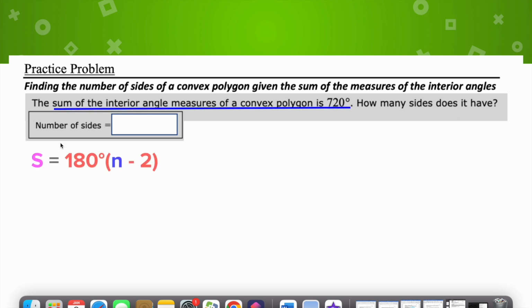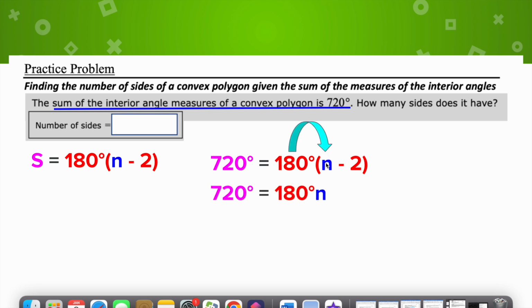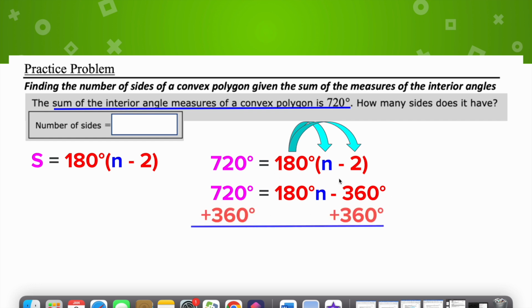So we're going to use that same formula, the interior angle sum equals 180 times n minus 2, but now I'm going to fill in the sum. So I know it's 720 equals 180 times n minus 2. Now I'm going to distribute the 180, okay? So I have 180 times n, and 180 times 2, I have 180n and 360. So now I can start to solve this. I'm going to add 360 to both sides, because I'm starting to get n by itself.